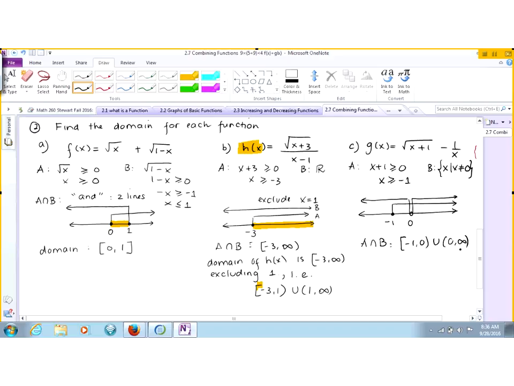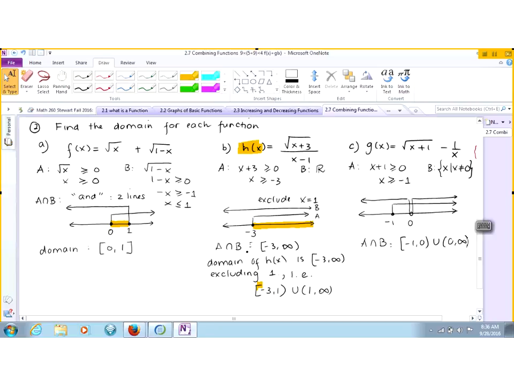Okay. Yes. -1 to 0. Union 0 to infinity. Yes. Okay. Is this okay for everybody? Yes? Okay. Good. So next, let's talk about composition of functions. Questions?